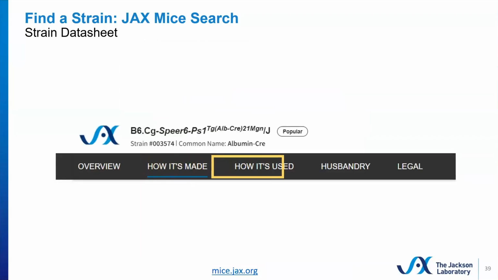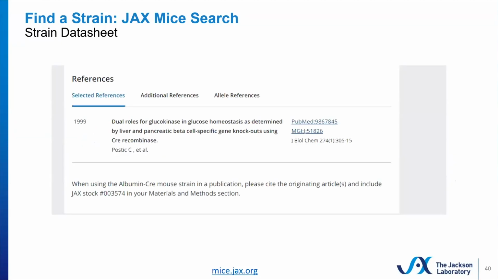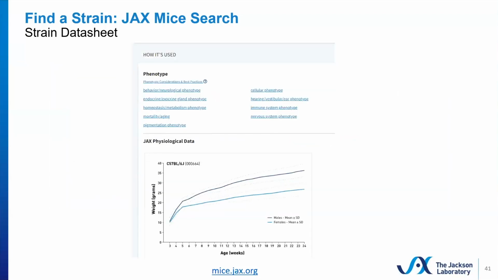Next, we will view the how it's used section. In this section, you will commonly find selected references for the strain, which generally include the donating investigator's paper and any other related references that have cited using the strain. Additionally, if there is phenotypic data available for the strain you are interested in, that information will also be available in this section. Here's an example of what that might look like. This is phenotypic information that is available for the C57 Black 6 strain mice.